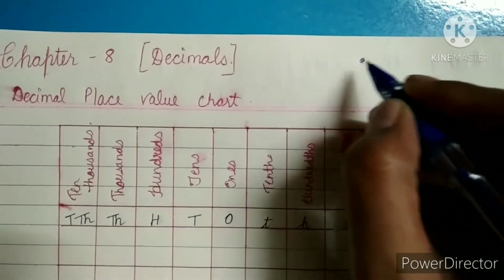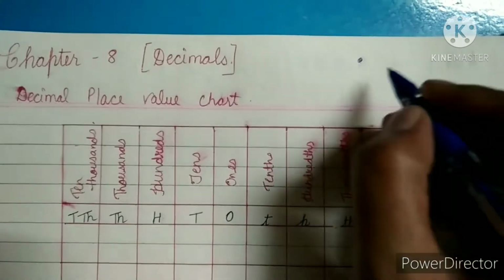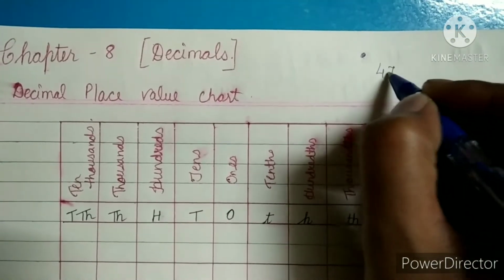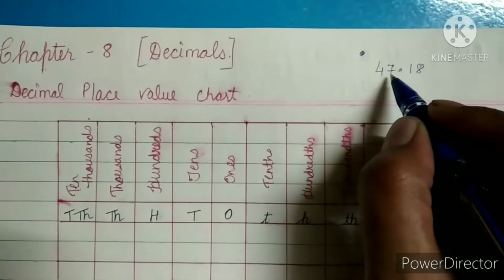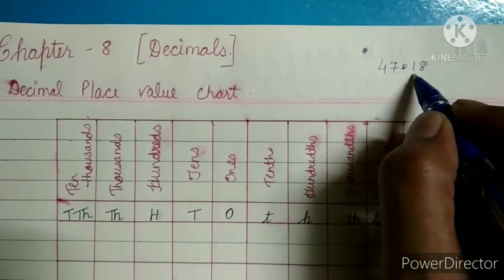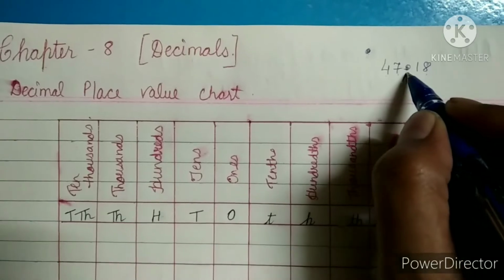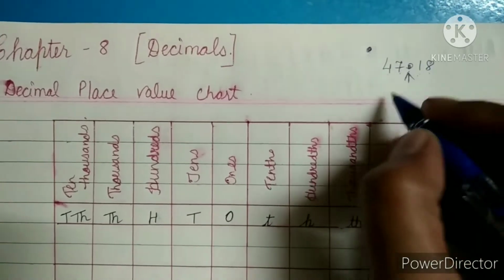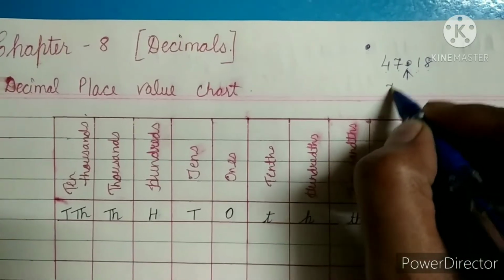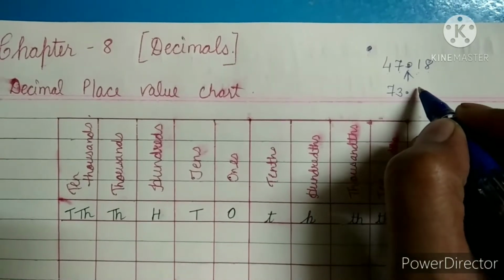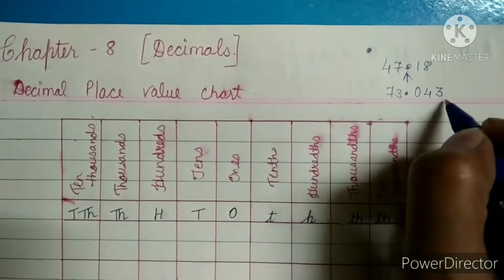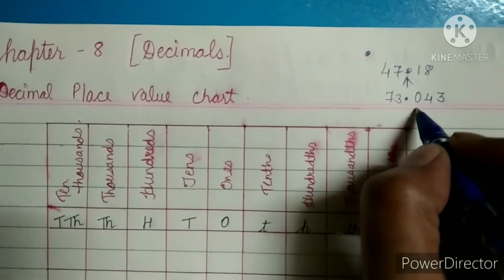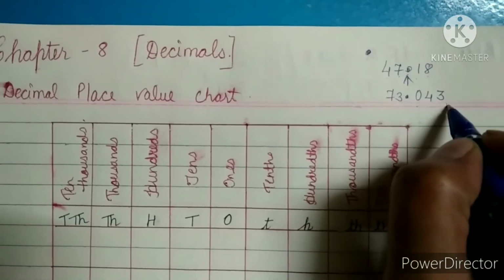Have you seen any kind of point in between the numbers like 47.18? It is called a decimal. So this is our decimal. Okay. More examples you can see: 73.043. After the decimal we call each digit one by one.